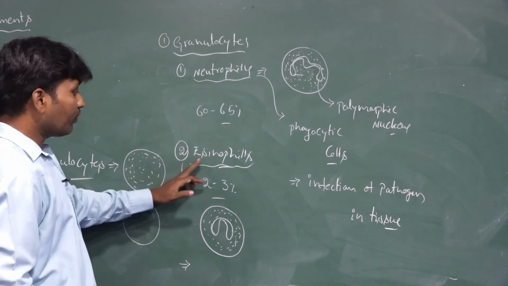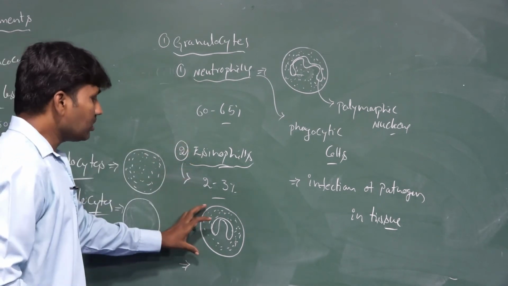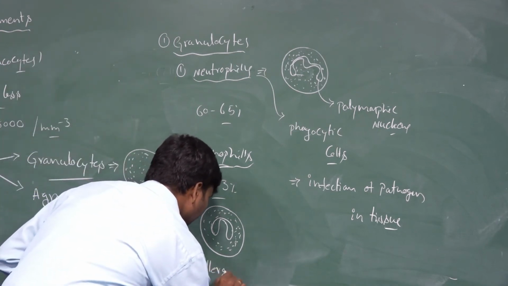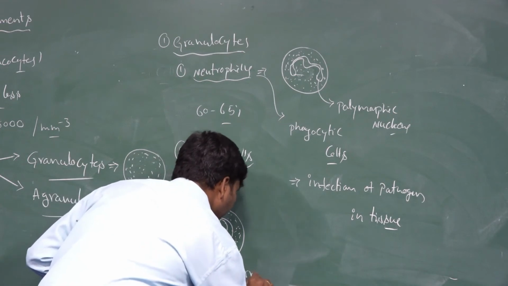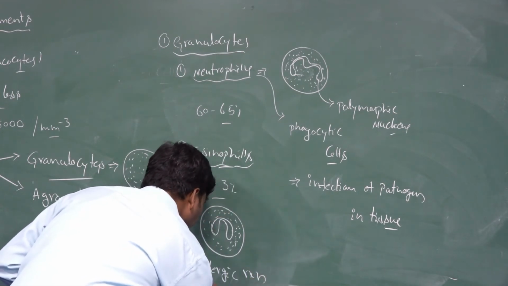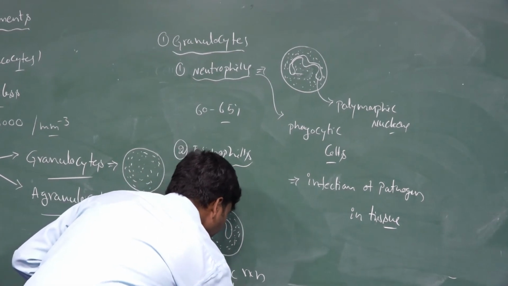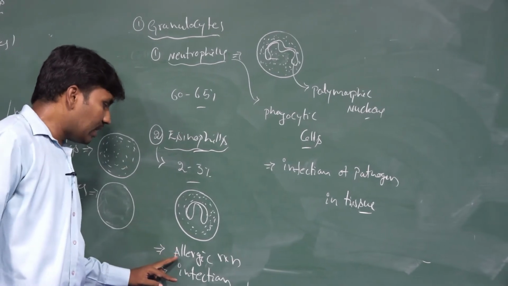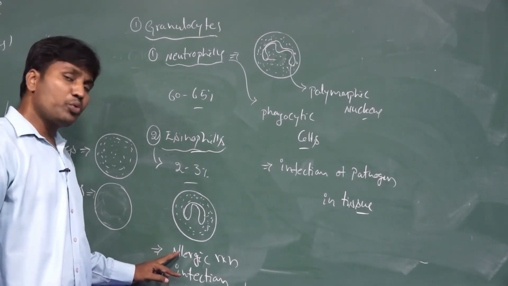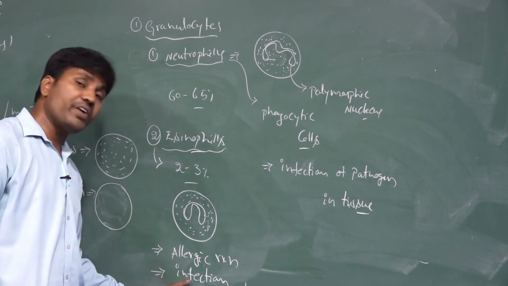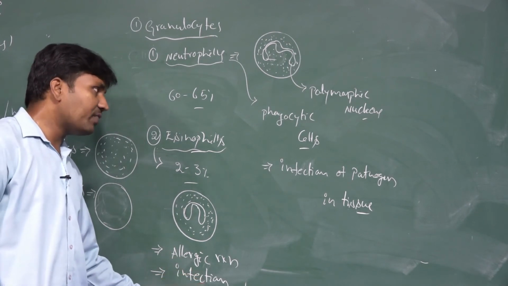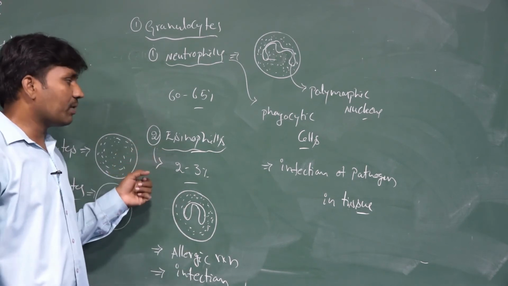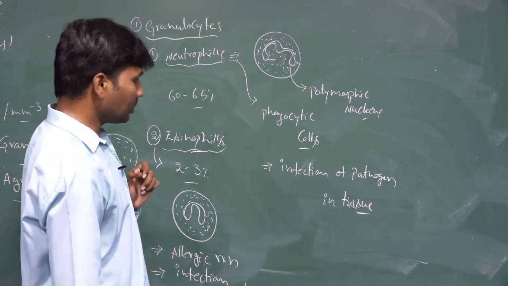Eosinophils are involved in allergic reactions and infections. Generally the number of eosinophils increases at the time of allergic reactions, that is immune reactions, or infections. When pathogenic infections occur, their number increases. This is the second type of the granulocytes.